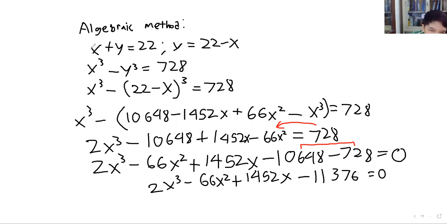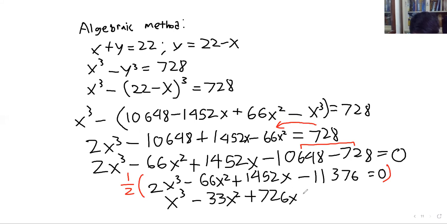Okay. So we'll just multiply everything by 1/2 so we can simplify it a bit. These numbers are getting huge. So 1/2 everything. So divide everything by 2. So it becomes x cubed minus 33x squared plus 726x, then minus 55,500. Oh, looks like something went wrong in my calculations.